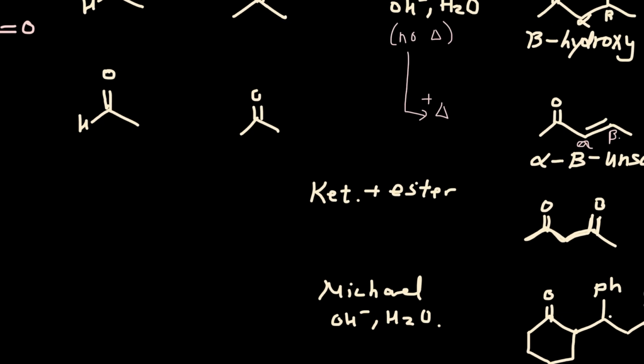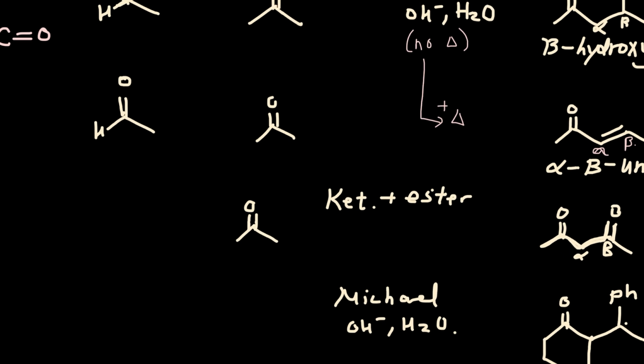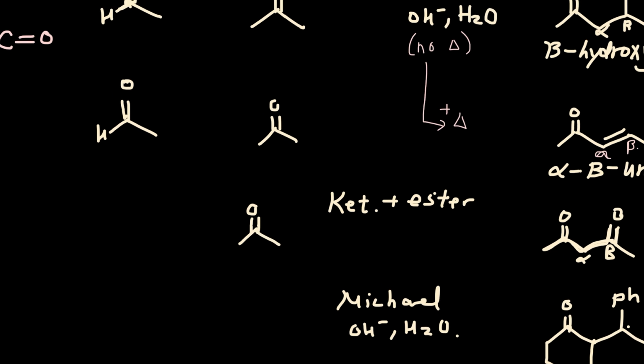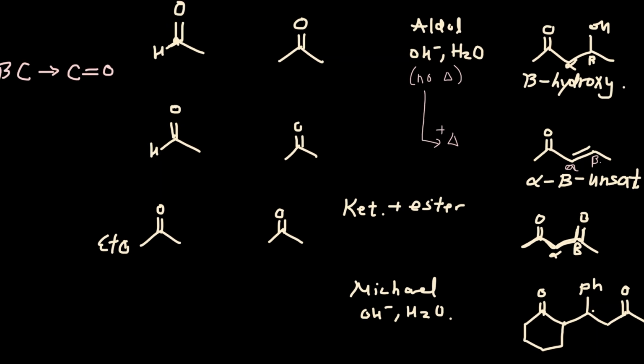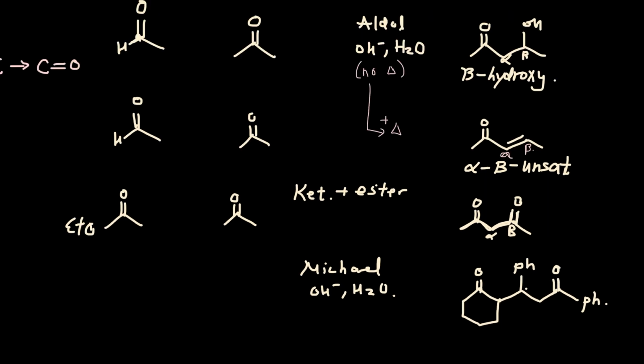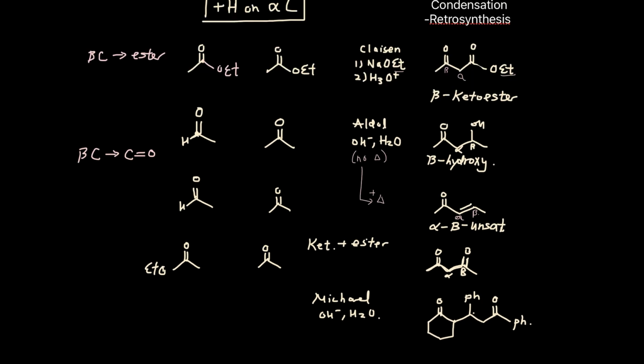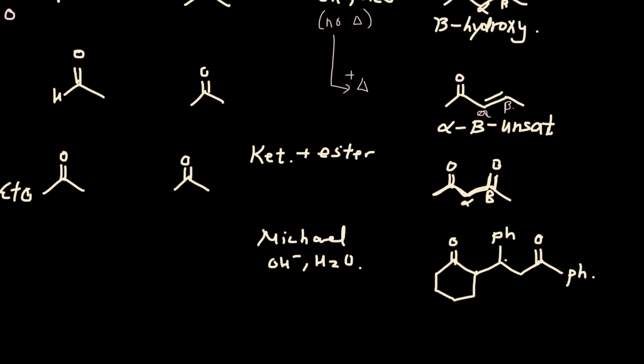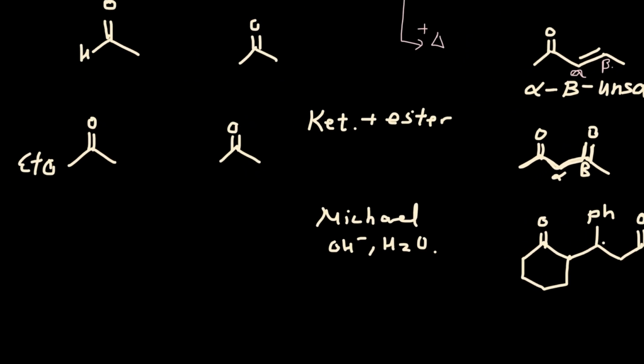But here, we can call this alpha, we can call this beta. We draw the alpha side. We add hydrogens on the alpha carbon, but for the beta carbon, we will add an ester. Okay. So this is a little bit of a special case scenario. When you have just a dicarbonyl with none of these special groups, then you know it comes from a ketone and an ester.